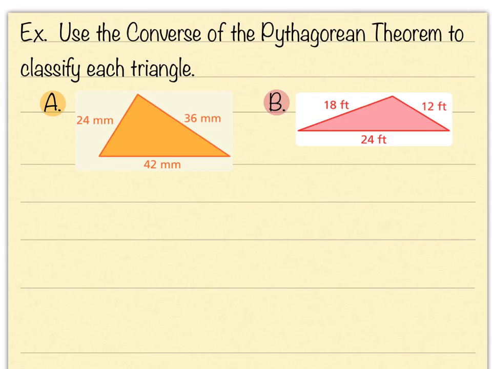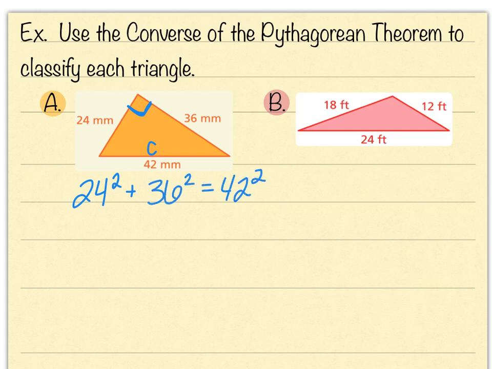All right, so we are going to use the converse of the Pythagorean theorem to classify each triangle. So it's either going to be an acute triangle, a right triangle, or an obtuse triangle. For example A, if it were a right triangle, this would have to be C, right, because it's the longest side. If this is a right angle, I'm not really sure if it is or not. Kind of looks like it might be. So a squared plus b squared equals c squared. And again, I'm just writing out the same work that you would want to show on your work papers.